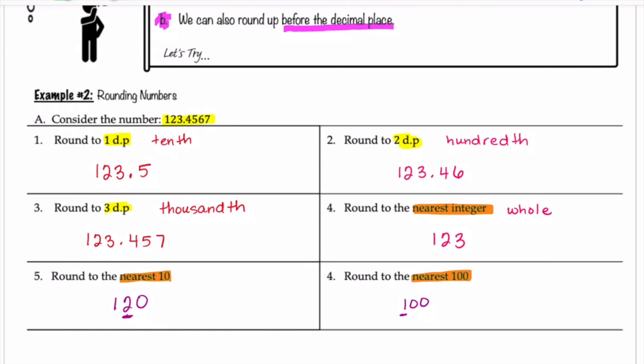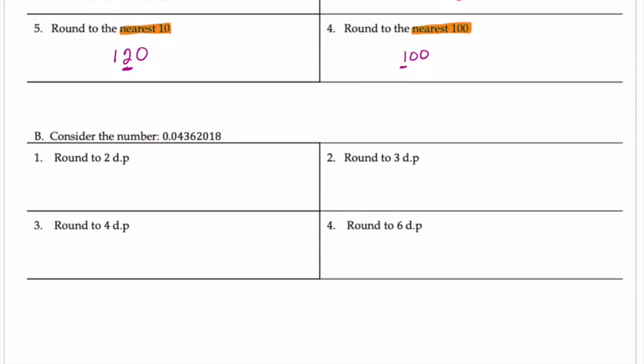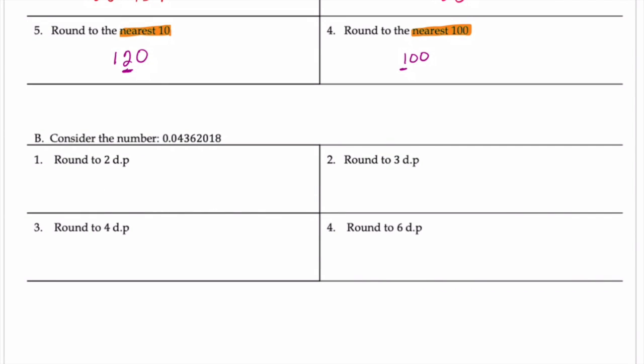Let's look at part B. Same kind of thing, just dealing with decimal values. So here we have considered the number. I'm just going to highlight it. And we are going to do the same kind of process. Let's see. 2 dp's. 2 dp's means nearest 100. So 0.04. 3 dp wants us to round to the nearest 1000. 4 dp would be 0.0436 and round to 6 dp.